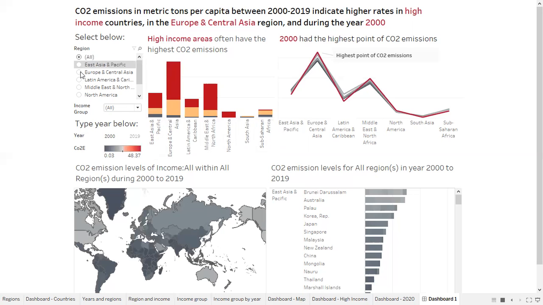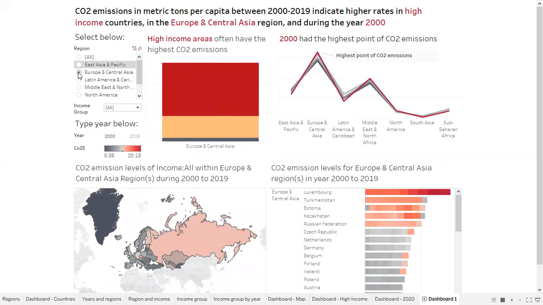And then if you want to look at Europe and Central Asia specifically, we have some key filters that we can use to get a better idea of that. So here we have Europe and Central Asia region specifically and the comparison of the income levels. So here we're seeing that the highest income level does have the higher CO2 levels.